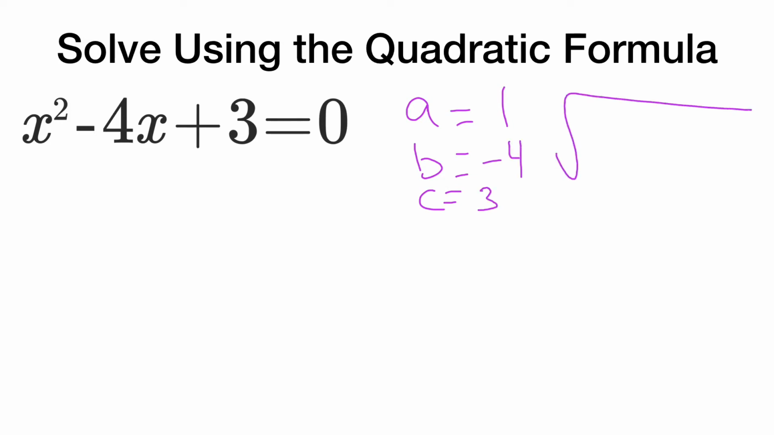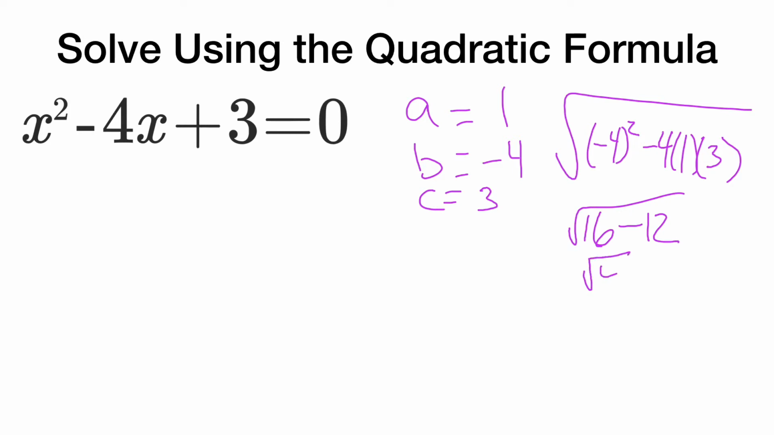So now I'm going to find that square root of what we called the discriminant earlier in a different lesson. So let's see, my b is negative 4, so negative 4 squared minus 4 times my a, which is 1, and my c, which is 3. So negative 4 squared is 16 minus 4 times 1 times 3, which is 12, which means square root of 4, or 2.